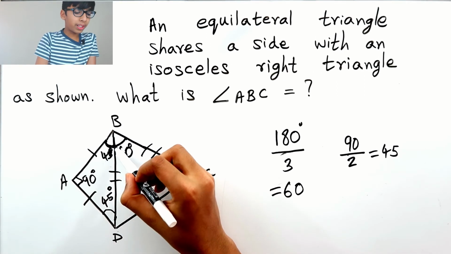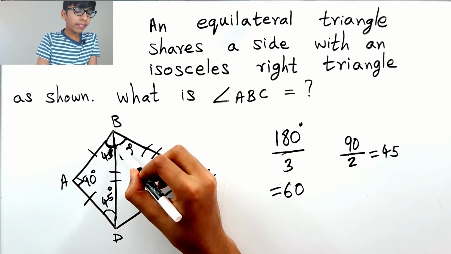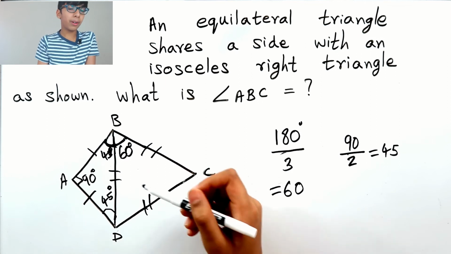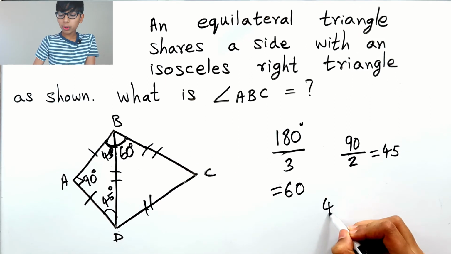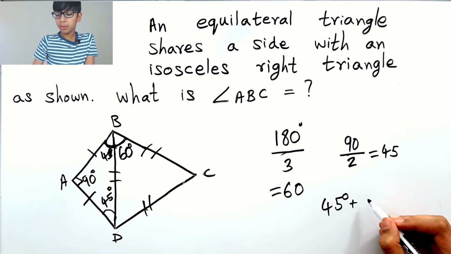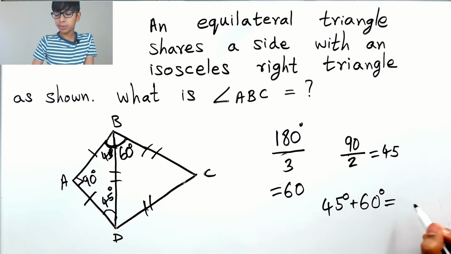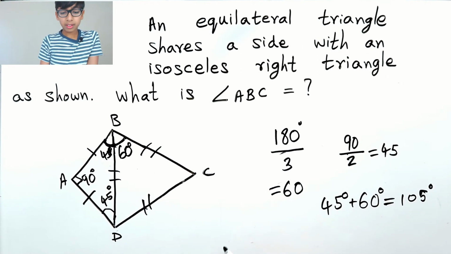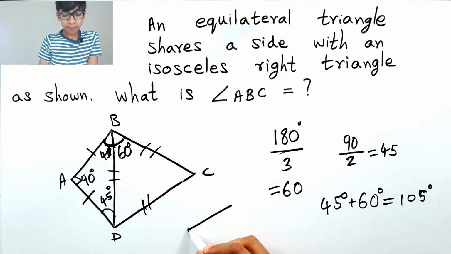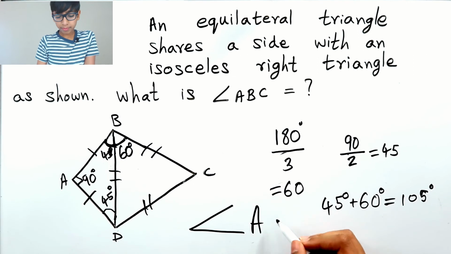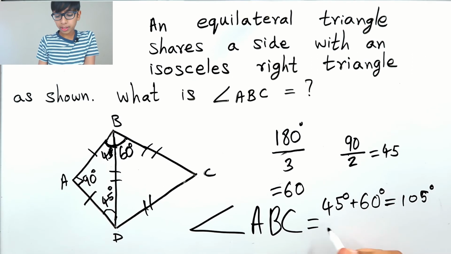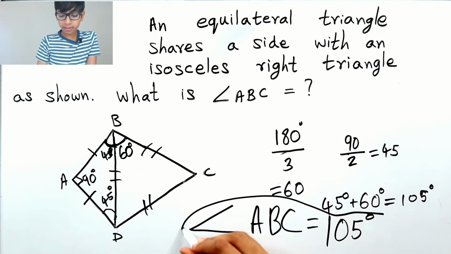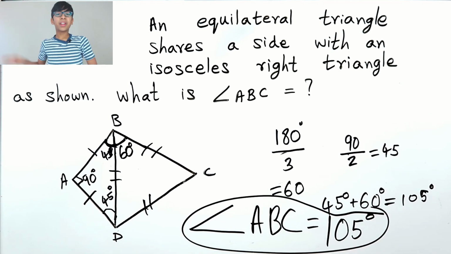Now we know from here to here, this angle is 45 and this angle is 60. But what's the bigger angle from this to this? We have to do 45 degrees plus 60 degrees, which equals 105 degrees. So that means the angle ABC equals 105 degrees. So that's the answer.